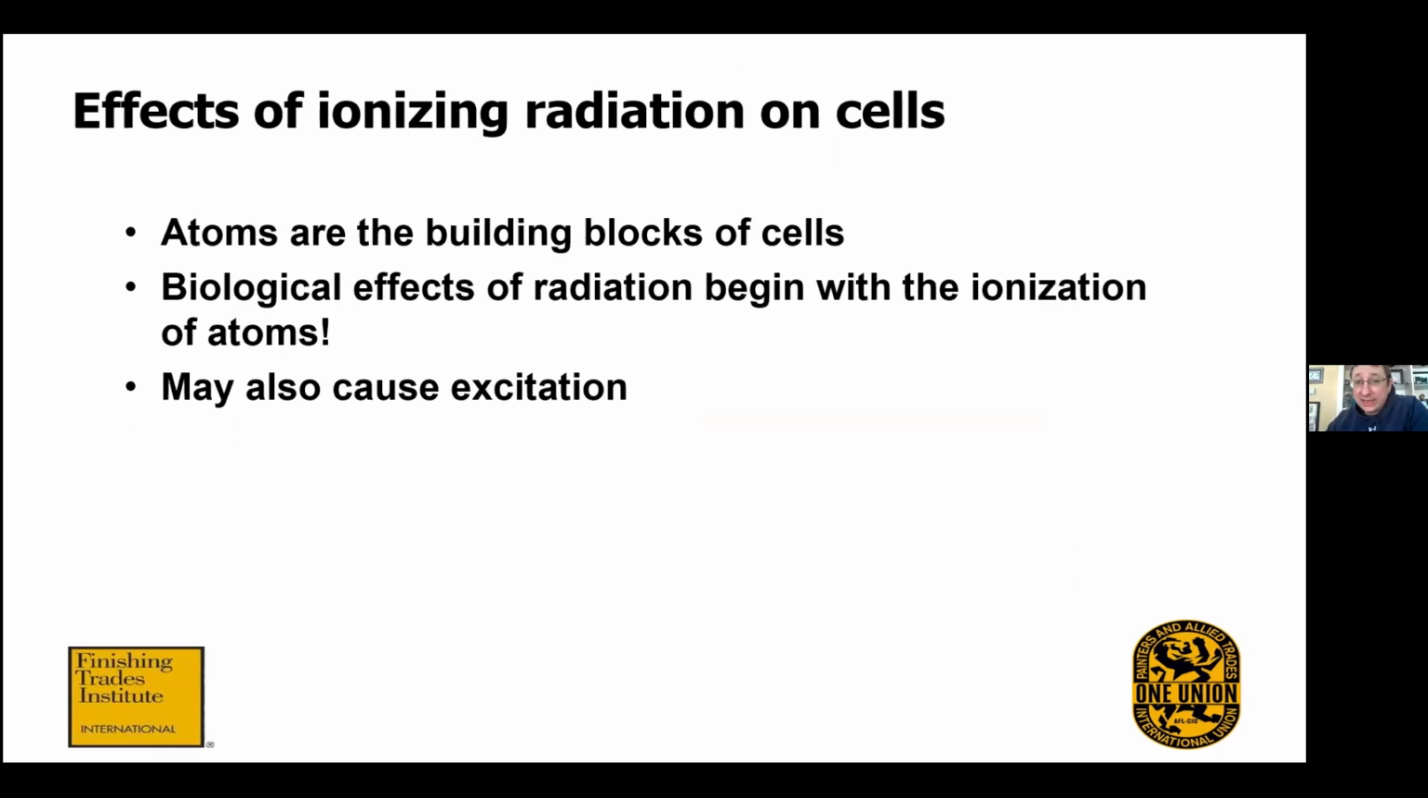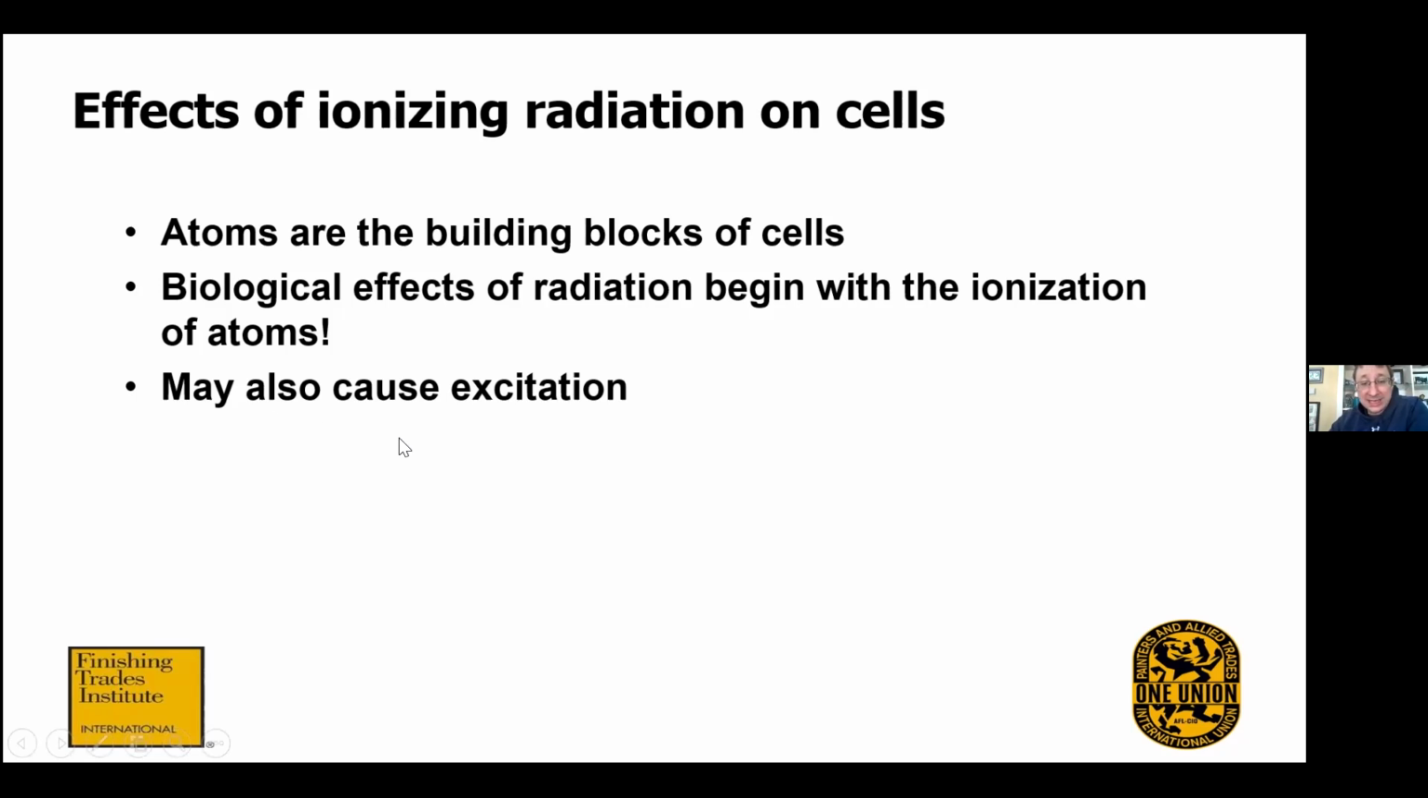So, effects of ionizing radiation on cells. As we learned yesterday, atoms are the building blocks of molecules. When we have enough of the right molecules together, they create our tissues. Biological effects of radiation begin with ionizing our cells, just like you said, Steve. So we get radiation, it bombards our tissue. If it's strong enough energy, it can kick off an electron. That starts the dominoes falling down in our body.